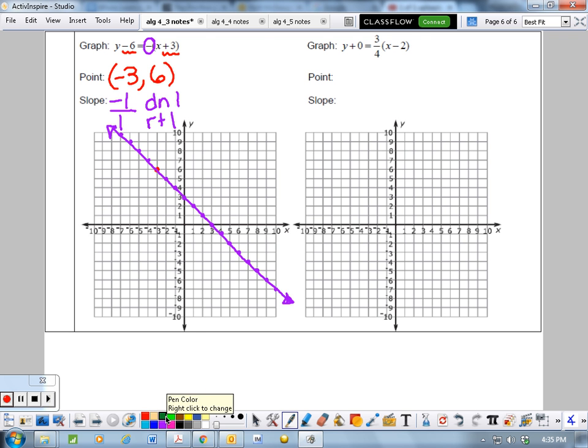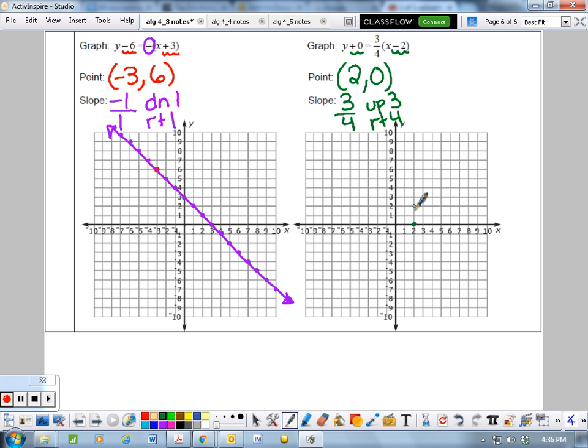Okay, so next one, we go to our x. It says negative 2, which means it's positive 2. I go to my y, it says 0, so it's 0. So I go to the point 2, 0, which is right here. And then my slope is 3/4. So I'm going to go up 3, right 4.